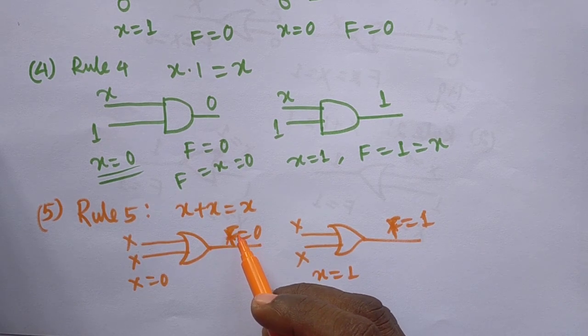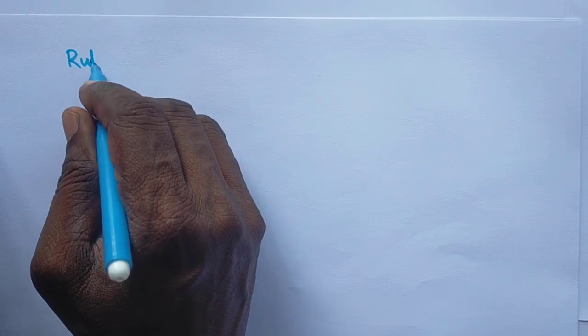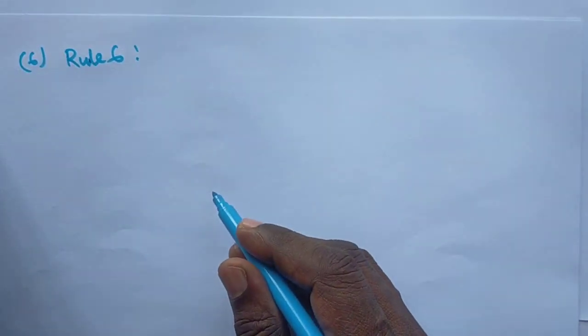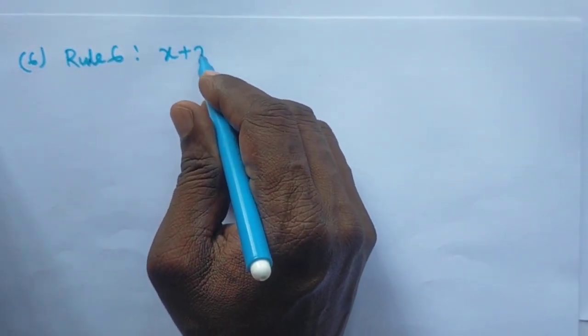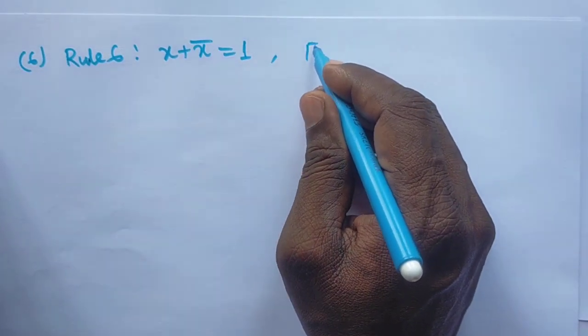Okay, so we can prove it through logic gates, x plus x is equal to x. Now we see another concept, rule 6. Rule 6 is x plus x complement is equal to 1. X plus x complement is equal to 1. That means the functional value is 1.